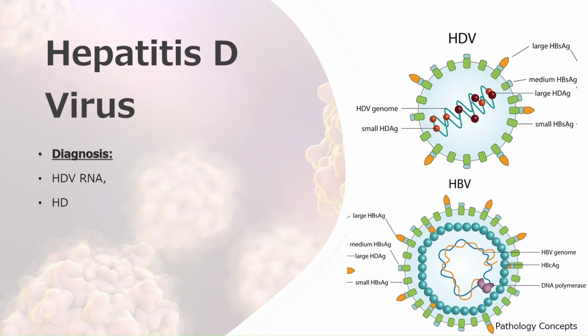Diagnosis is mainly done by HDV RNA by PCR, HD antigen and anti-HDV antibody detection. The vaccination against hepatitis B virus protects against hepatitis D virus infection.